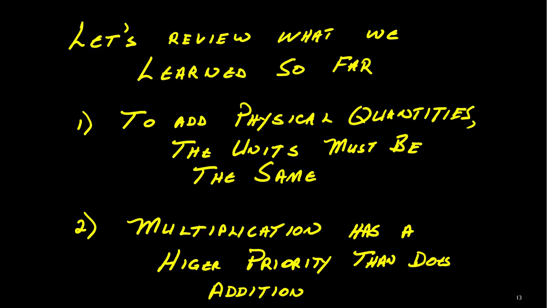So let's review for a second. To add physical quantities, the units must be the same. You can add apples and apples, but you can't add apples and oranges. I mean, you can put them in a dish together, but you can't combine the numerical values. And then secondly, we've learned that multiplication has a higher priority than does addition.